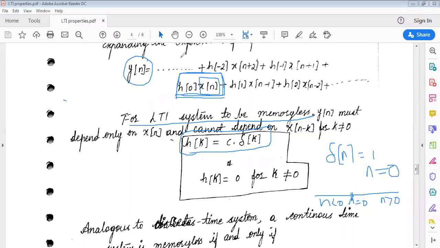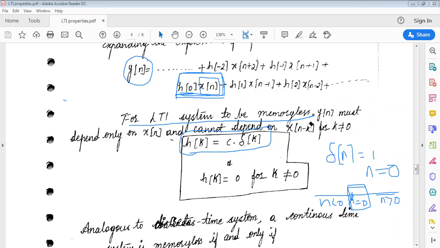So if I want to make this LTI system memoryless, I will choose the impulse response in such a way that it is defined only at n is equal to 0. If I define an impulse response which is defined only at n is equal to 0 and not defined otherwise, that means I am making all these terms equal to 0 and I am only leaving this term, that is h of 0 into x of n. Did you understand this?